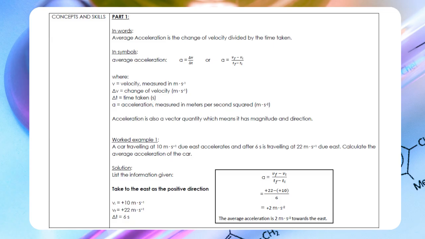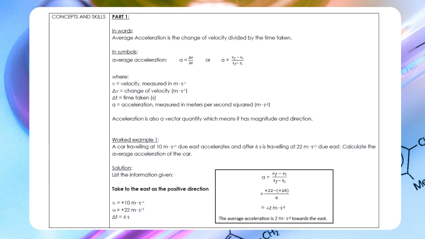Concepts and skills. Part 1. In words, average acceleration is the change of velocity divided by the time taken, where v equals velocity, measured in m·s⁻¹, Δv equals change of velocity, m·s⁻¹, Δt equals time taken, s, and a equals acceleration, measured in meters per second squared, m·s⁻². Acceleration is also a vector quantity, which means it has magnitude and direction.